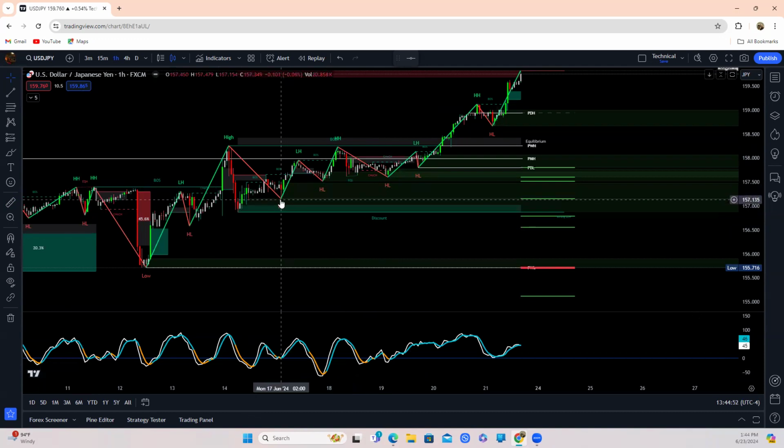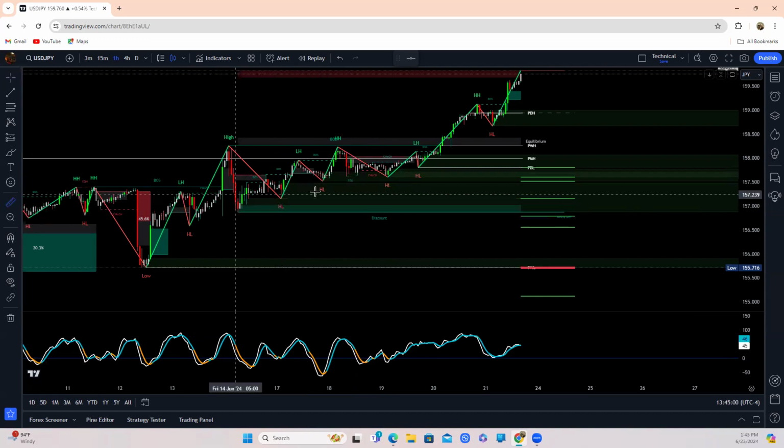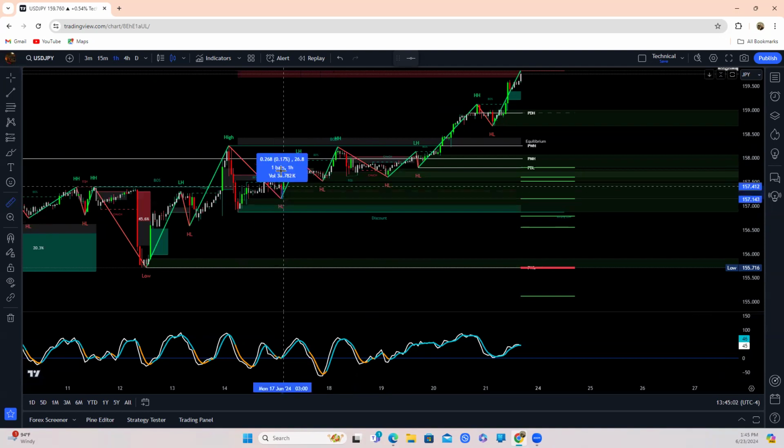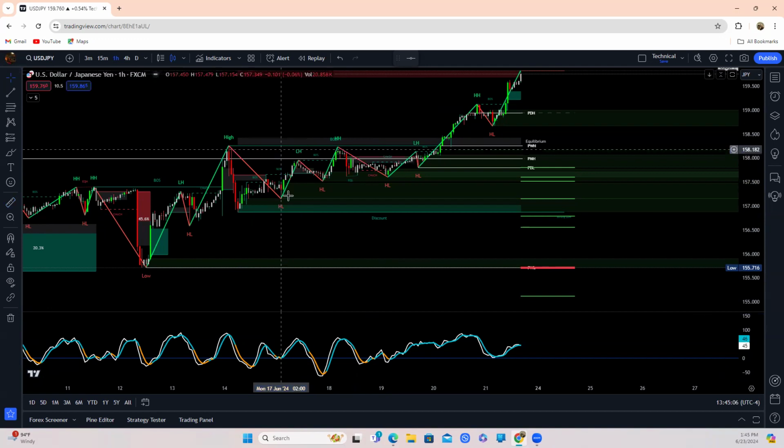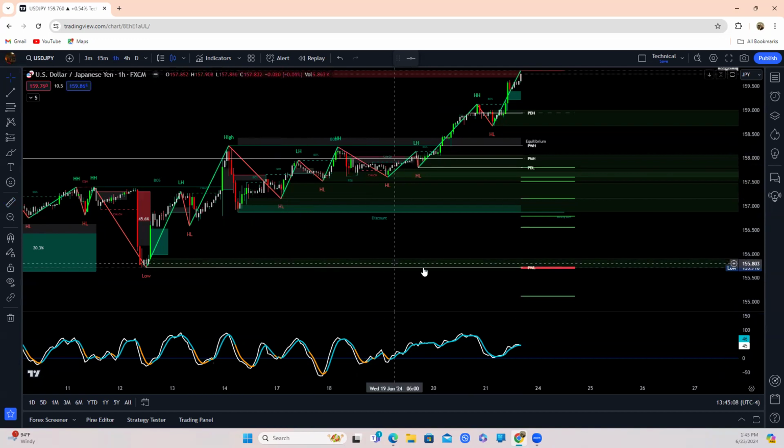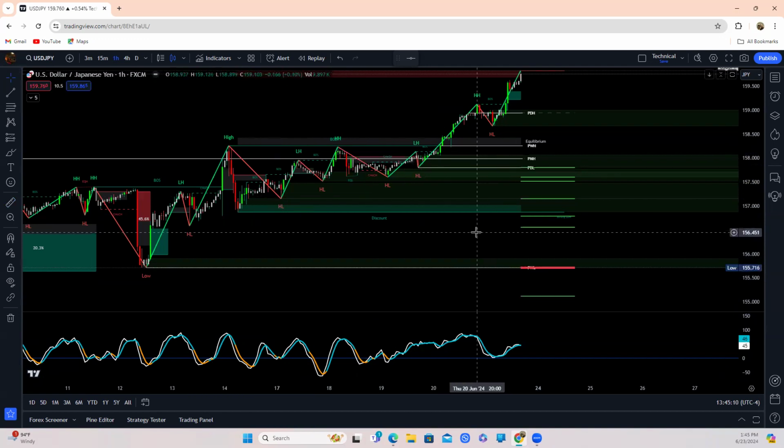Let me look at this one right here. All right. We got a higher low. And this, look, it doesn't look like much down here, right? But all right, let's see what it was. So from here to here, 83 pip move. That's what happens when you have a strong trend and you get in the direction of the trend.